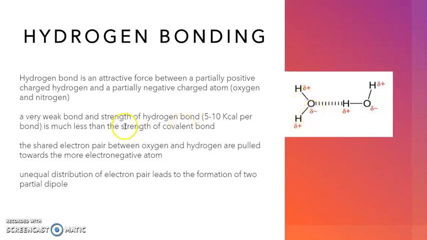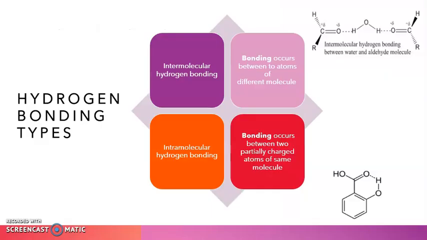So this is a weak bond, and the strength of a hydrogen bond lies between 5 to 10 kilocalories per mole. This is very less as compared to the strength of a covalent bond. The shared electron pair between oxygen and hydrogen is pulled towards the electronegative oxygen. So there is an unequal distribution of the electron pair, which leads to the formation of two partial dipoles, and this is the reason for hydrogen bonding. Hydrogen bonding is also of two types.